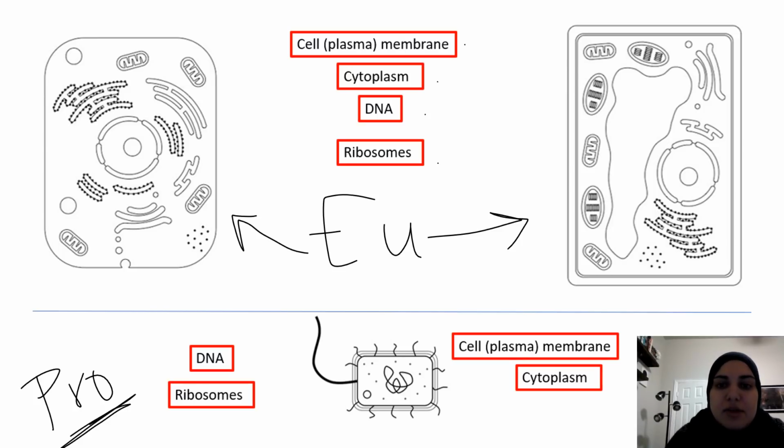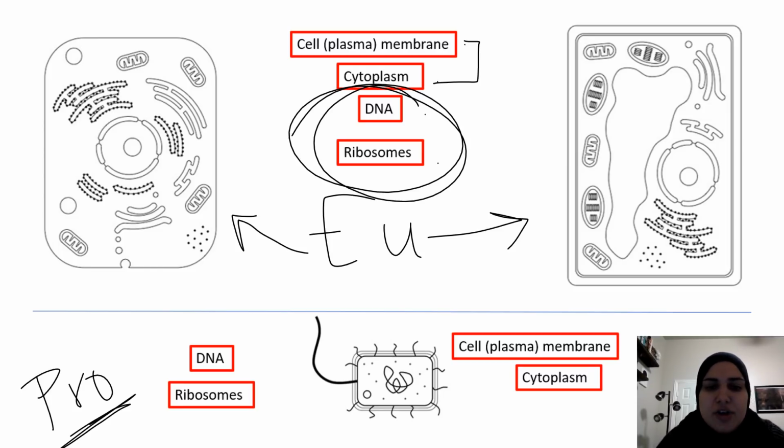If I notice, cell membrane and cytoplasm, their jobs are basically for support. So cell membrane, the plasma membrane, keeps everything together. Cytoplasm is the gel that keeps everything from sloshing around. DNA and ribosomes, though, they're not for support. They're actually there for very important jobs. And today we'll go ahead and talk about what those jobs are. Why do I need DNA? Why do I need ribosomes in all of my cells?